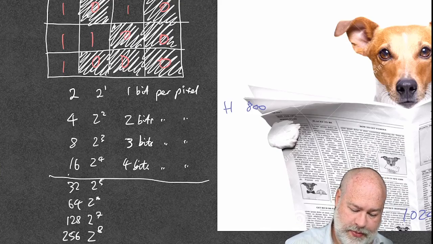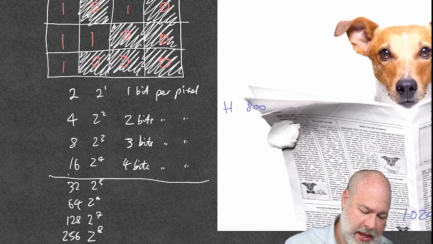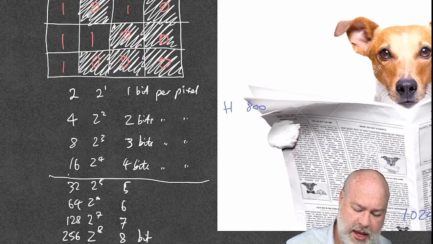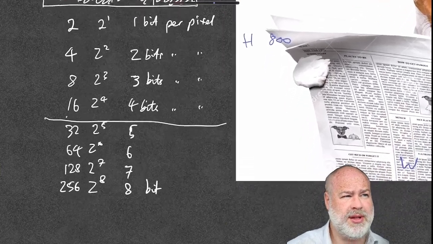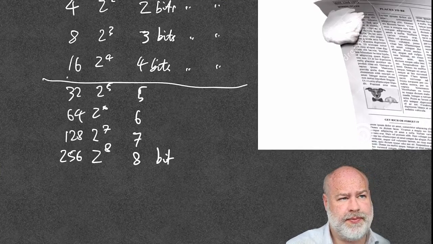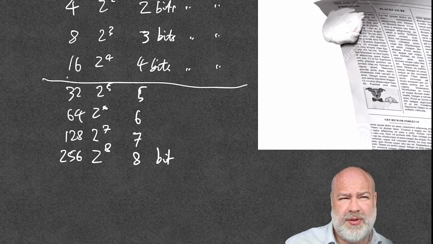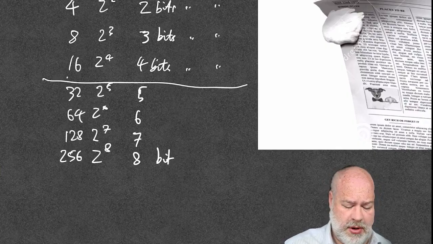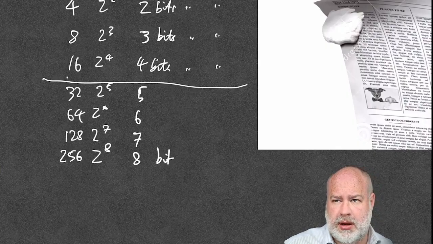And that is going to give us 5, 6, 7, 8 bits. So an 8-bit image can have 256 colors in it. All right. But if you've got a really good image from your camera, it's now going to be usually 24 bits, which is about 16 million.